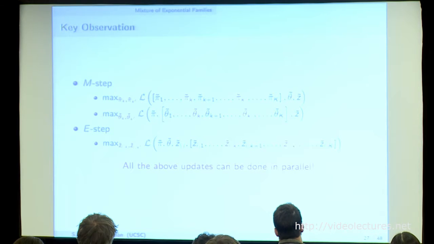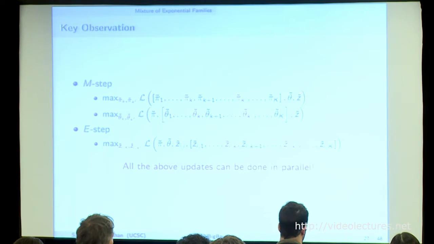But the key insight here is that all of these updates can be done in parallel, right? Because if you look at the access pattern graph, basically you are teasing it apart and finding these independent sets or independent components, and you can perform updates in parallel, right? So let's see how this is done.